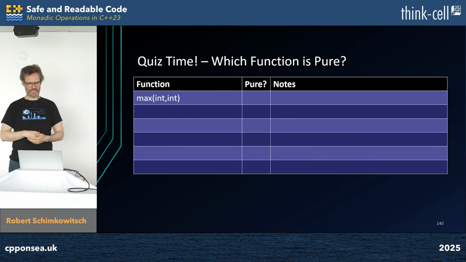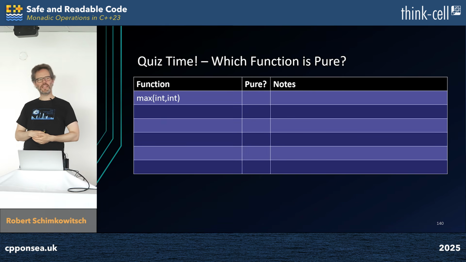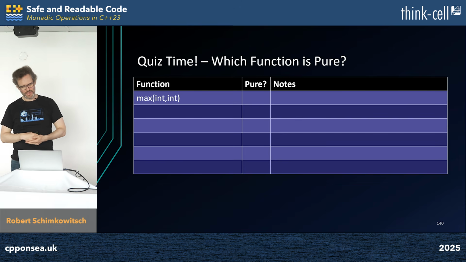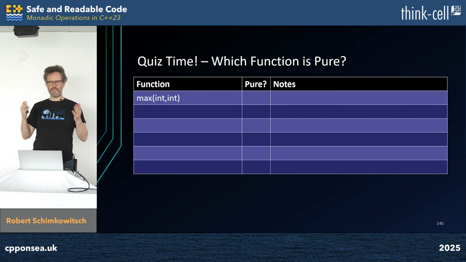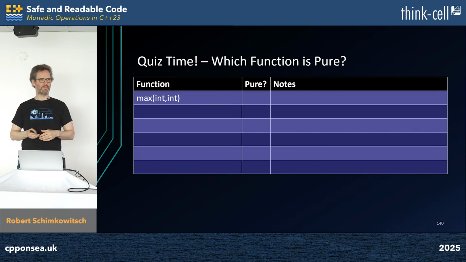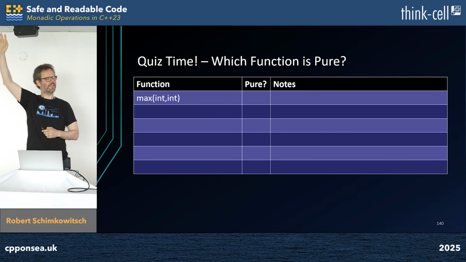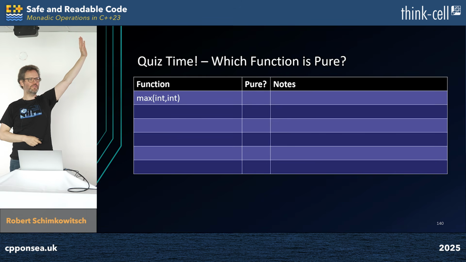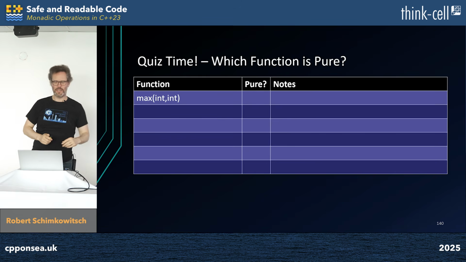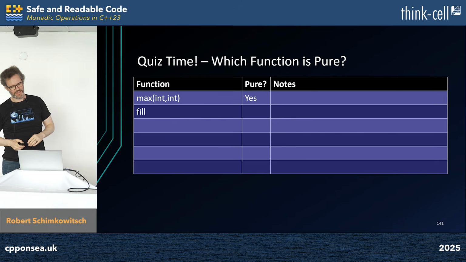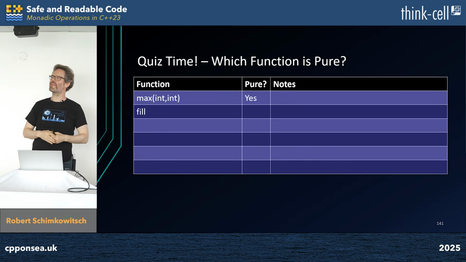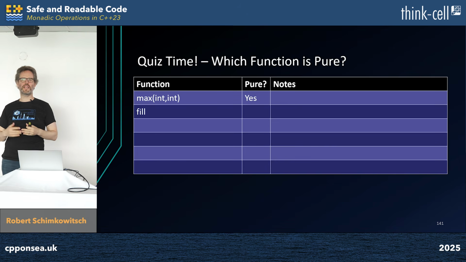Now let's have a little quiz. I'll list some functions from the standard library and you tell me whether they are pure or not. Let's start with std::max of integers with no custom comparison. Who thinks this is pure? Lots of hands. Who thinks this is not pure? This is pure, yes.